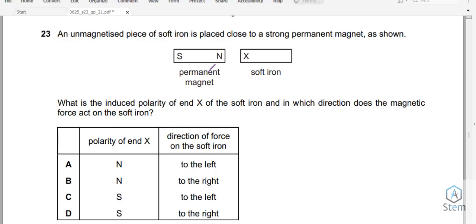When you put a magnetic material next to a permanent magnet, actually the soft iron is going to be attracted to the permanent magnet. This end of the soft iron must be a south pole in order for it to be attracted. It has been induced to be the south pole. So we are looking at C and D. Now, when it becomes a south pole, it goes towards the permanent magnet. So to the left, which gives us C.